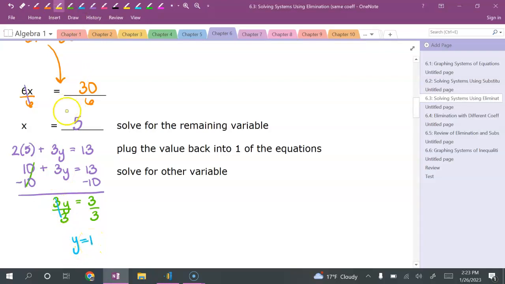Now again, I've got my two variables solved for here. And just like when we were graphing and just like when we were doing substitution, we want to write this as an ordered pair. So we put the x first and then the y. So it'd be (5, 1).